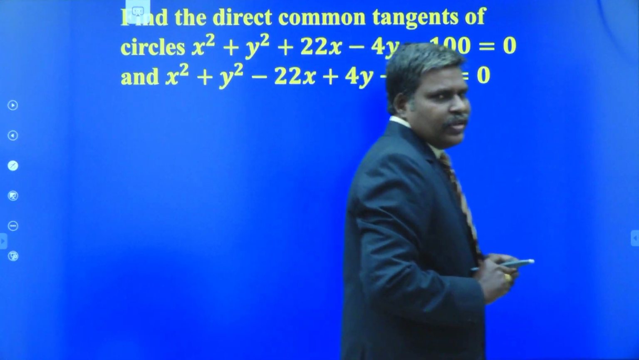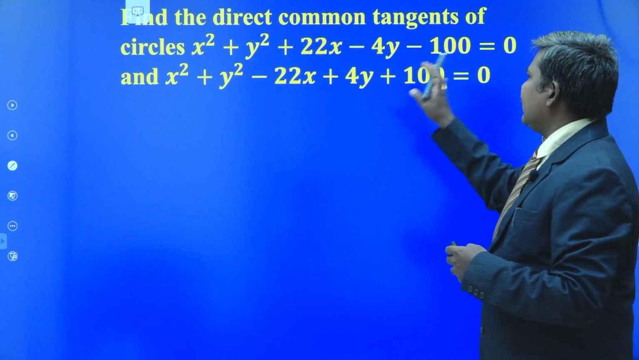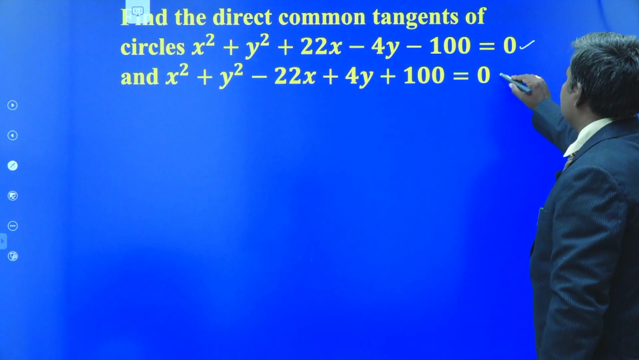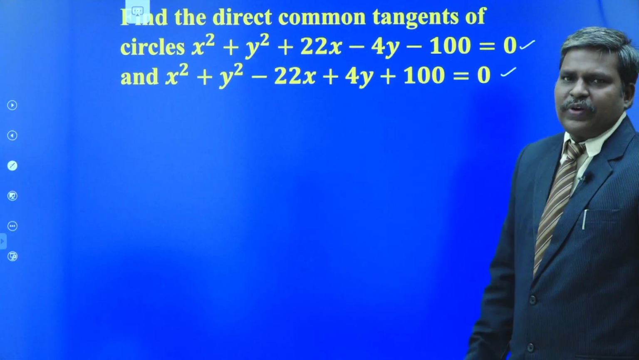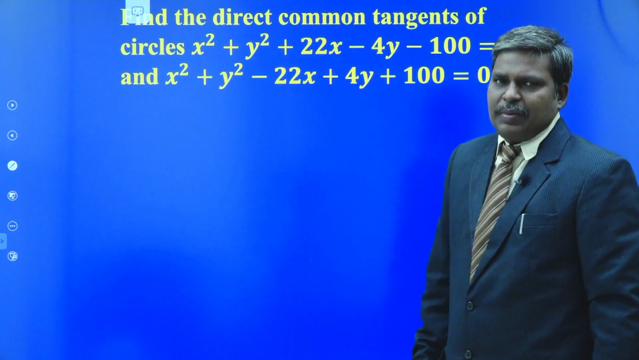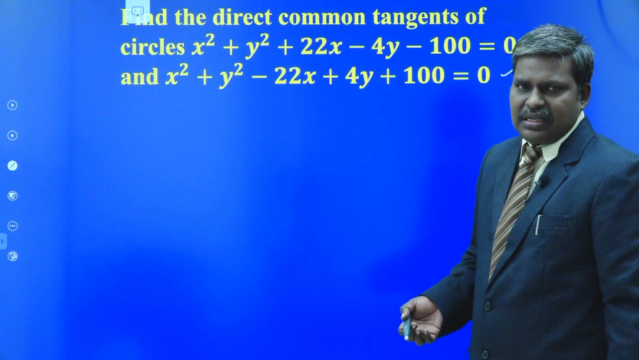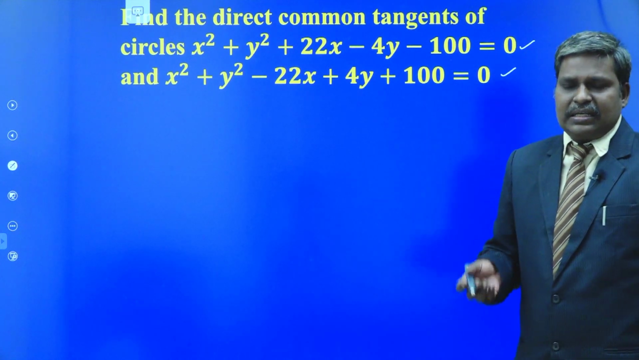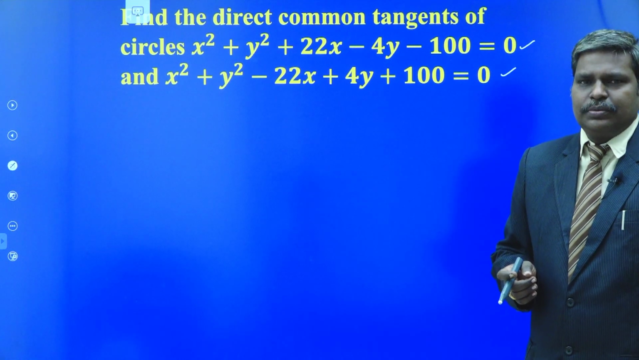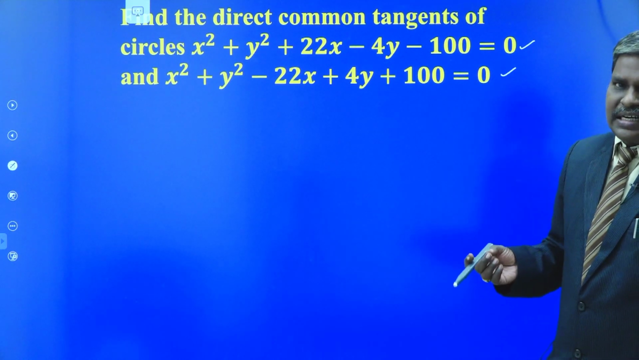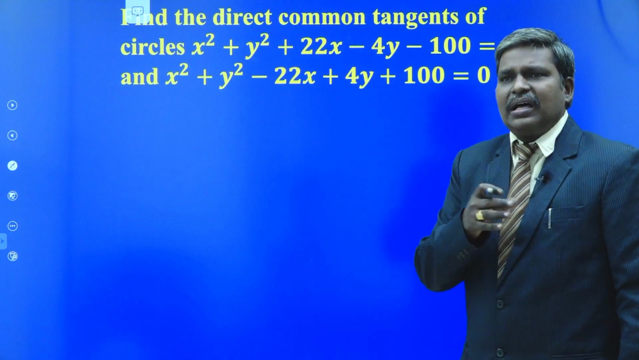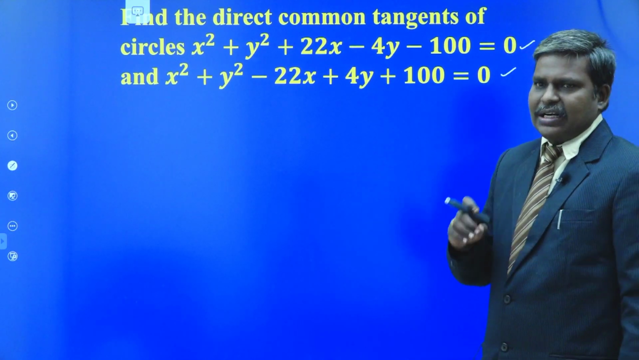See, this is the question, a very, very important model: finding the direct common tangents of circles like this. These are the two given circles. We have to find the direct common tangents of the two given circles. What are direct common tangents? They are on the same side of the centers of the circles. The two common tangents intersect at the external center of similitude, if they are not parallel. We can find that point, and with the help of that point, we can draw the two tangents. Those are the direct common tangents.